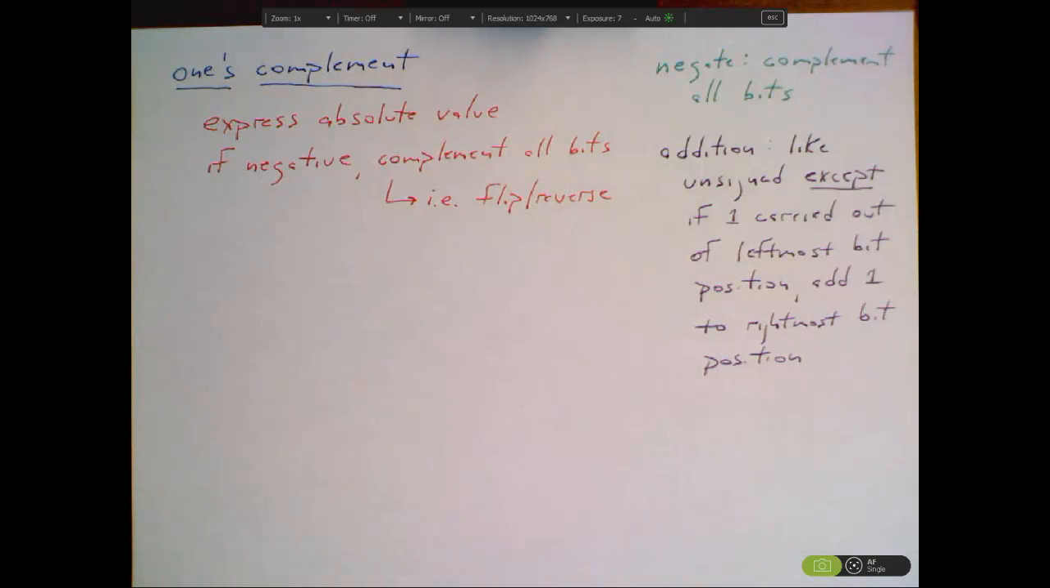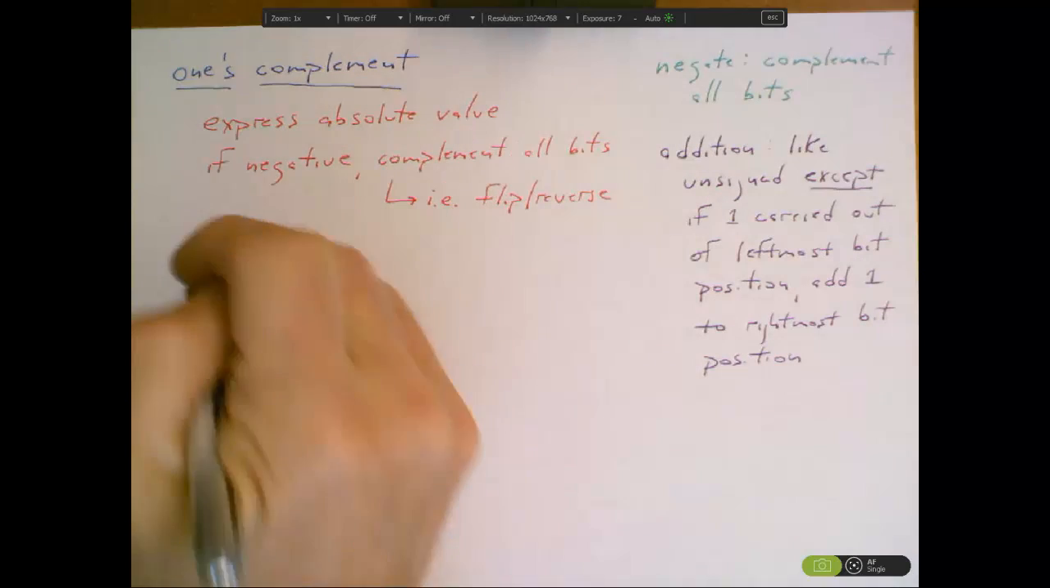One's complement: I'm going to express the absolute value again. But then, if I want to make a negative number, I complement all the bits. And by complement, I mean flip the bits. The 0 becomes a 1, the 1 becomes a 0. So again, let's look at 15.